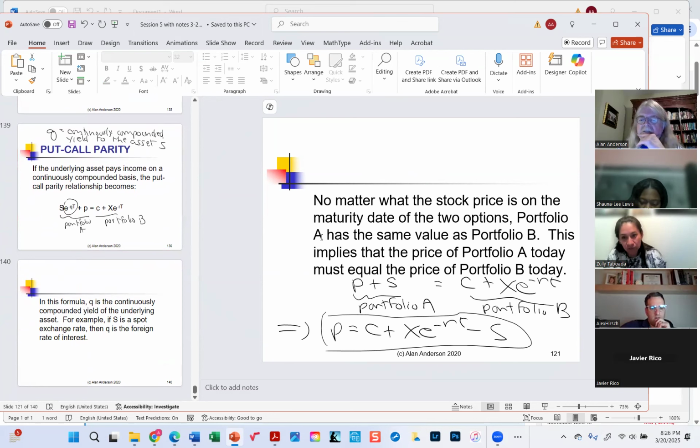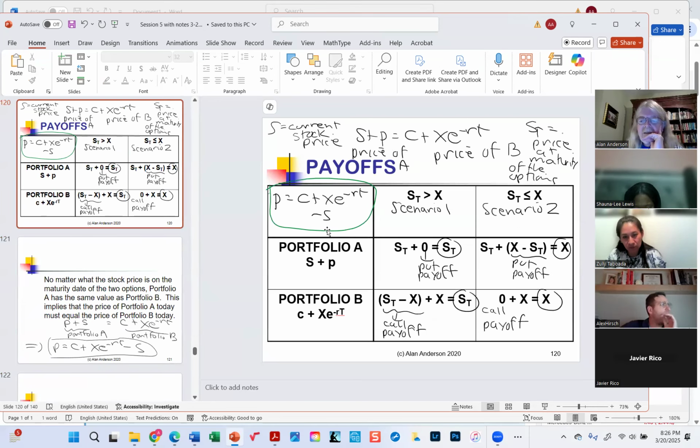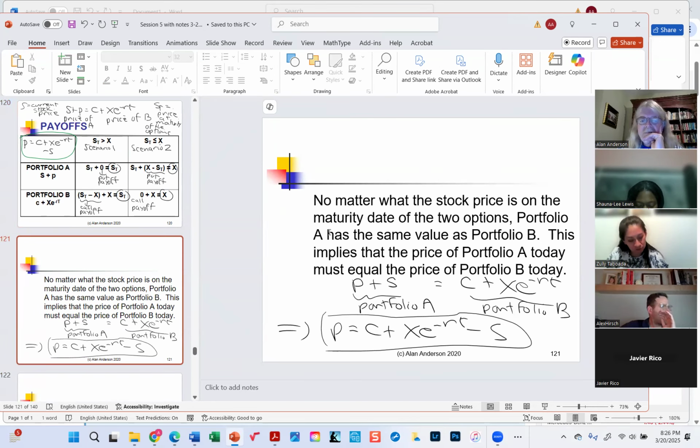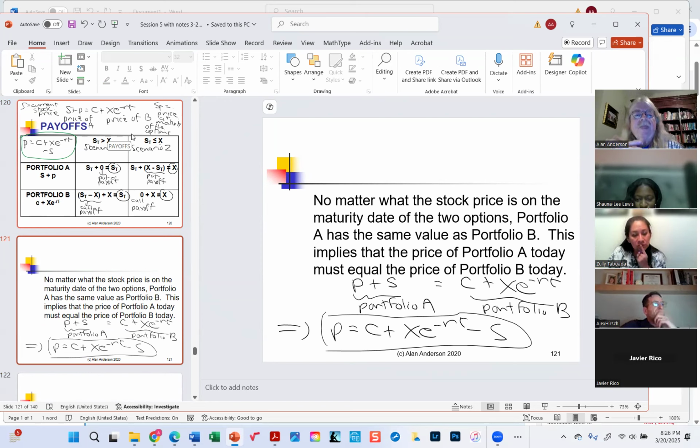Hey, Alan, I'm a little lost here. Looking at the payoffs and the two different scenarios, what is the objective here? Just to show that there's parity between the different portfolios? Yes. In other words, I want to show that on the maturity date of the two options, no matter what happened to the stock price, the two portfolios have the same value.